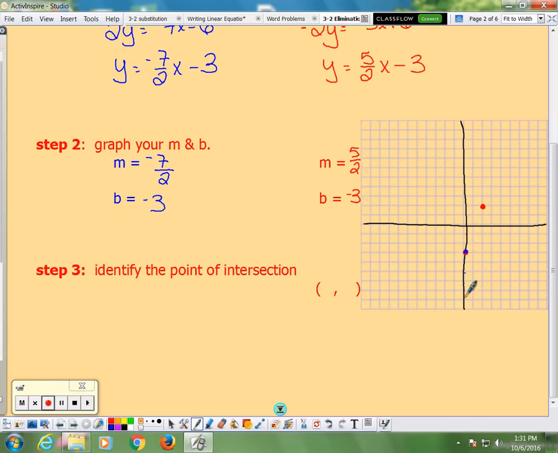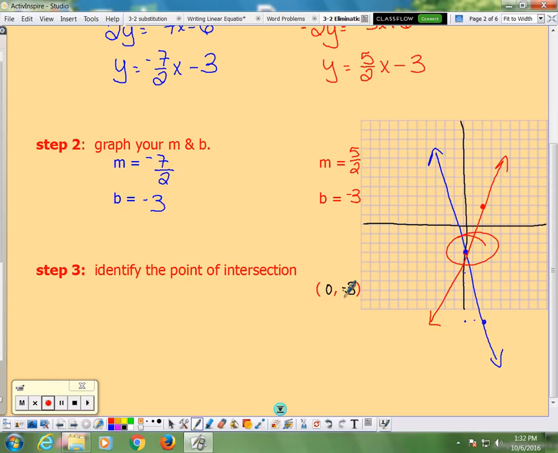1, 2, 3, 4, 5, 6, 7. 7's off my graph, over 2. So my blue line, more or less, is coming in like this. My red, with its positive slope, is going up. And you all who used your straight edge can see that they intersected right there. So what does that mean for me? Well, last step is I need to write that point of intersection, which is 0, 1, 2, 3, 0, negative 3. It must be written as an ordered pair.